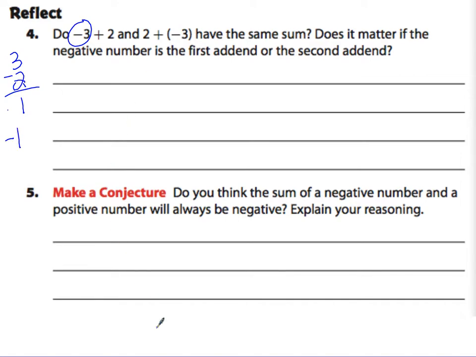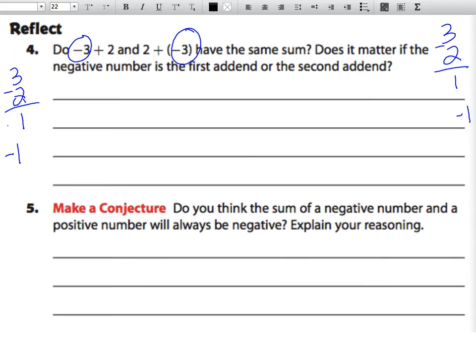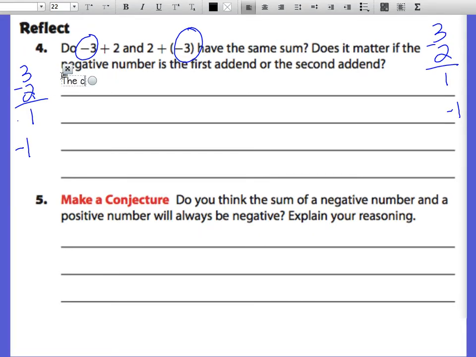Here, I'm going to do the same thing. It's still going to be 3 minus 2. I'm still going to get 1. Negative 3 still has the larger absolute value, so my answer is still negative 1. Again, the commutative property tells us that the order does not matter when adding positive and negative rational numbers. And we can add that part in there. So the commutative property allows us to move numbers when adding.